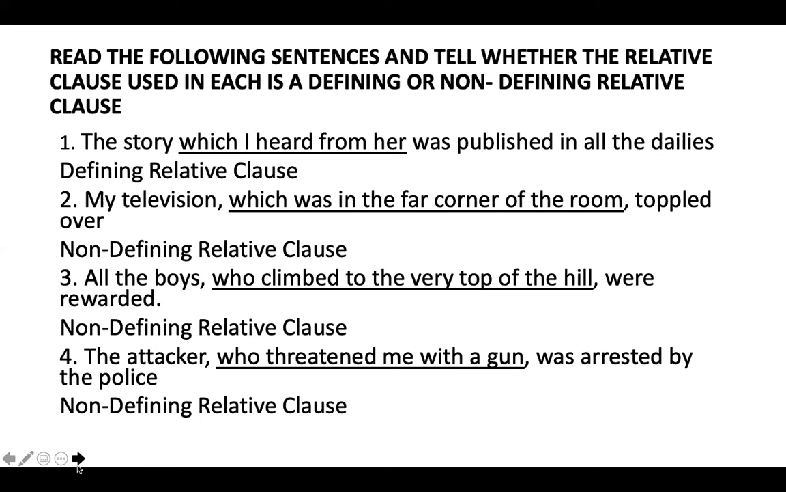Second one, my television, which was in the far corner of the room, toppled over. What is it? It is a non-defining relative clause. You can see the comma at the beginning of the clause and the end of the clause. Number 3. All the boys who climbed to the very top of the hill were rewarded. It is also a non-defining relative clause. Number 4. The attacker who threatened me with a gun was arrested by the police. That is also a non-defining relative clause.